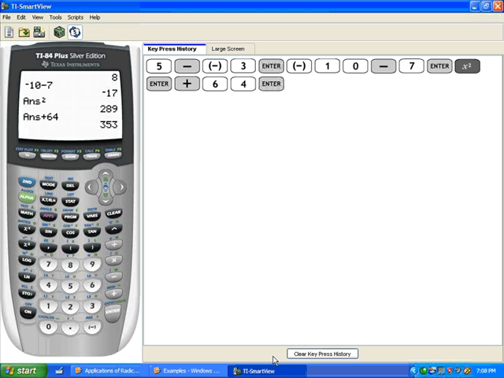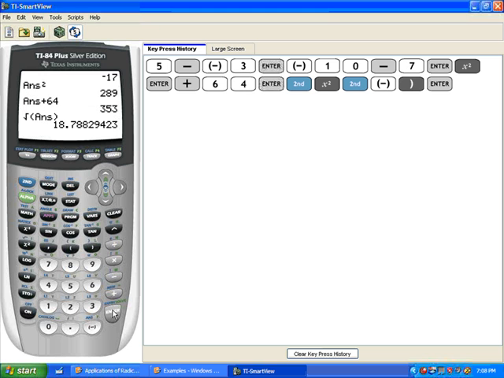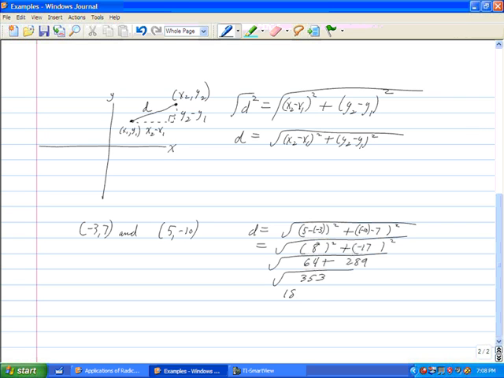And finally, to take the square root of that last answer, which is 353, is 18.79. So there's a quick, easy example of the distance formula in use. If you can remember the formula and get it written down correctly and not make any sign errors, it's a very easy formula to use.